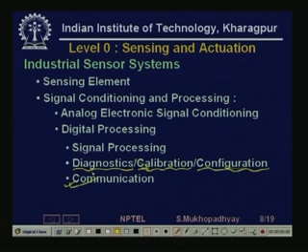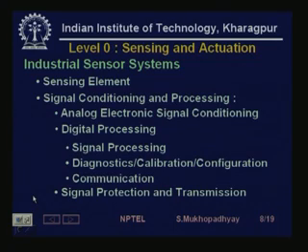Plus, another major function is communication. Nowadays, sensors are all going to be communication enabled. They will either connect to networks, or they will connect to some remote terminal unit which will connect to a network. So, there is digital processing done for this communication function also.